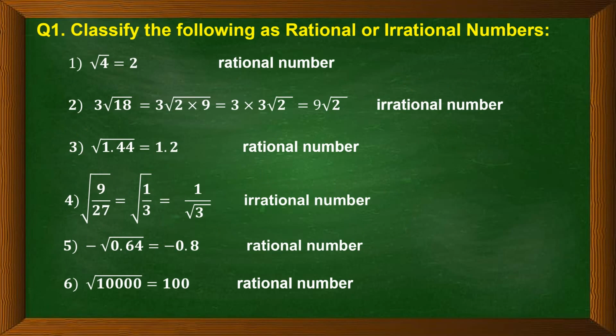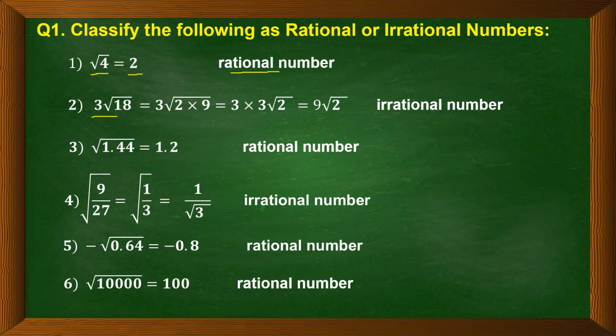So the question is classify the following as rational or irrational numbers. So we are going to solve these questions and see whether our answer is coming rational or irrational. So depending on the answer which we get, we can state that following parts are rational or irrational. So first one is square root of 4. Square root of 4 is 2, which is a rational number.